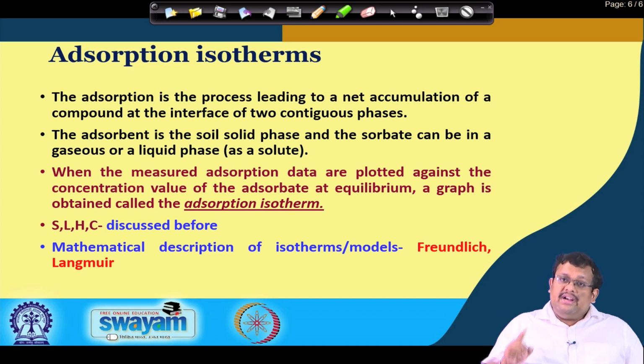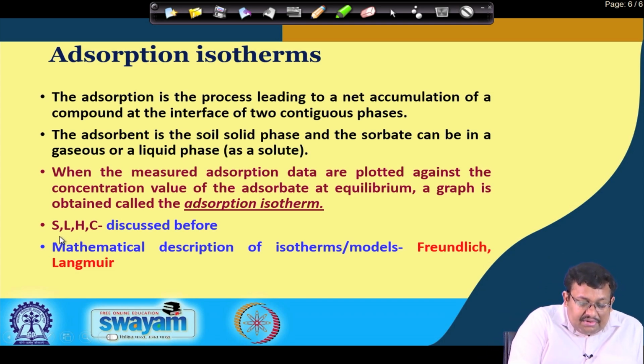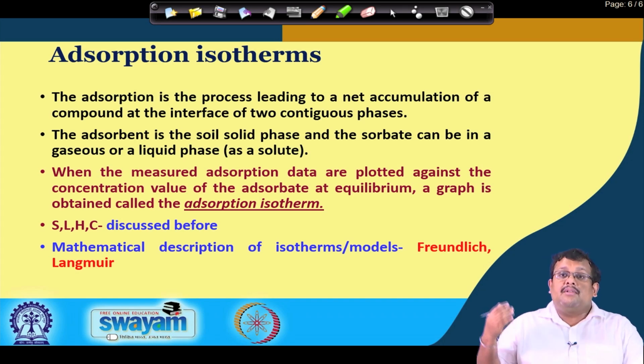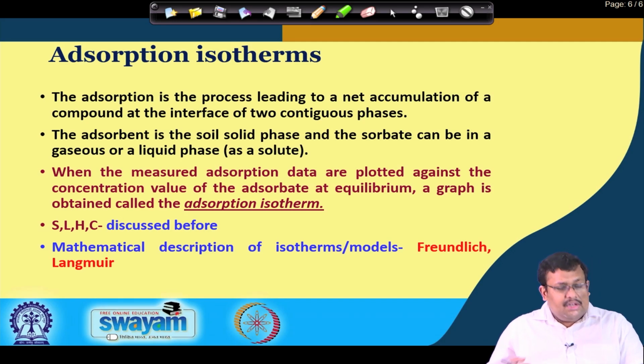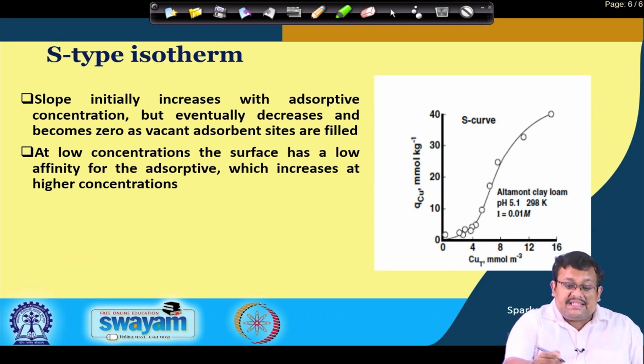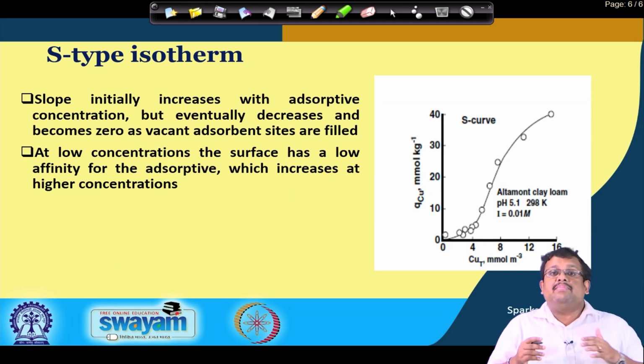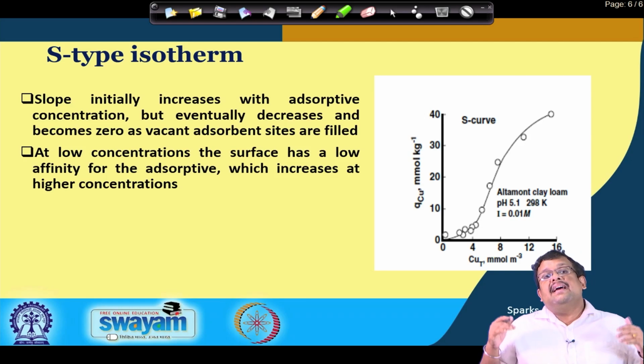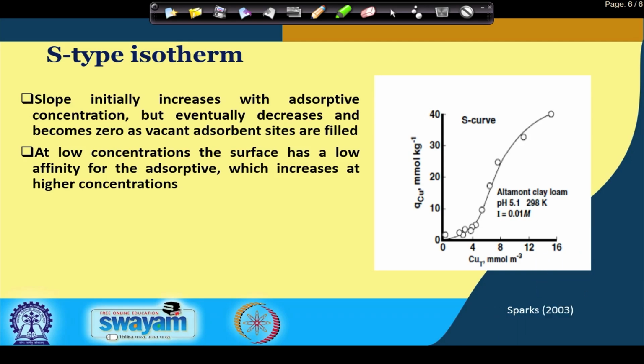Now, guys, we have already discussed these 4 adsorption isotherms in our previous lectures: S type, L type, H type and C type. We have also discussed the mathematical description or models of the isotherms, for example, Freundlich isotherms and Langmuir isotherms. I am not going to discuss them in detail, just a quick recap. This is an S type isotherm, where the slope initially increases with the adsorptive concentration, but eventually decreases and becomes 0 as vacant adsorbent sites are filled.